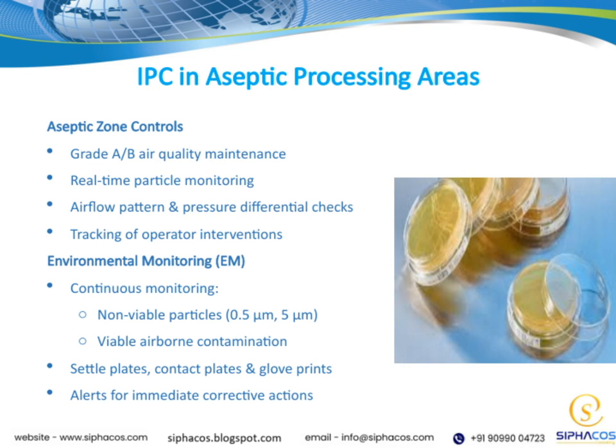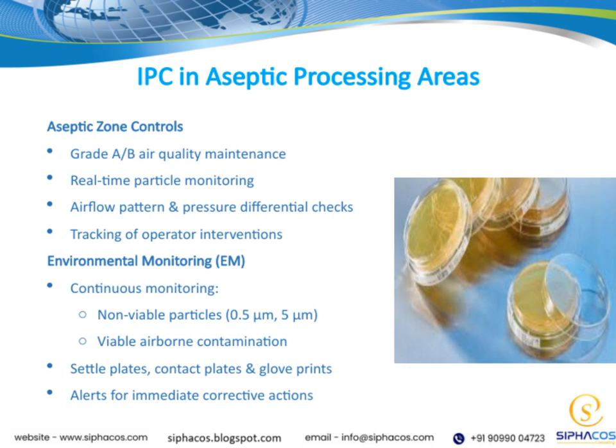Let's talk about the controls in the aseptic zone, which are critical for maintaining a sterile environment. First, we have grade A and B air quality maintenance, ensuring that the air quality consistently meets strict standards to prevent contamination. We also utilize real-time particle monitoring, so we can immediately detect any particles that might compromise the environment. In addition, airflow patterns and pressure differentials are regularly checked to confirm that air flows correctly and that contaminants are kept out. Operator interventions are tracked carefully to ensure proper procedures are followed and to identify any potential issues quickly.